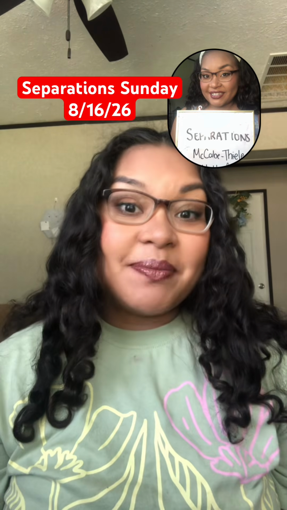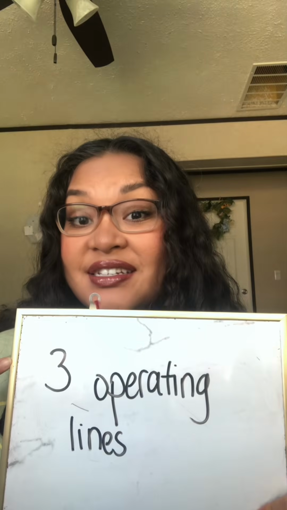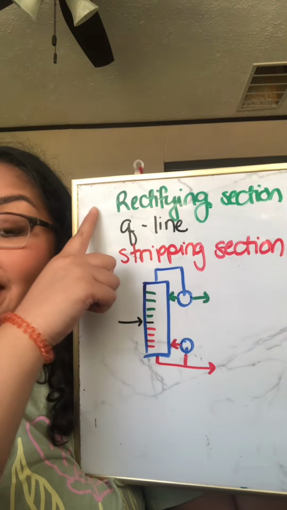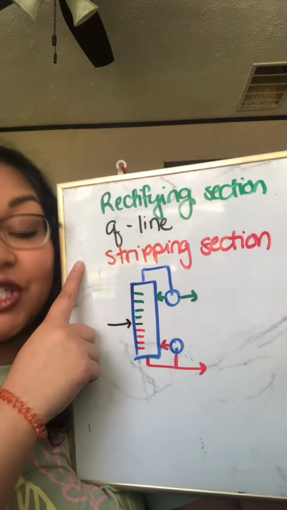Last week, I talked about the McCabe-Thiele method when it comes to determining the number of steps in a distillation column. But right now, I want to talk about some preliminary steps before you can actually start drawing the graph. You have three operating lines to consider. Those three are the rectifying section operating line, the Q line operating line, and the stripping section operating line.